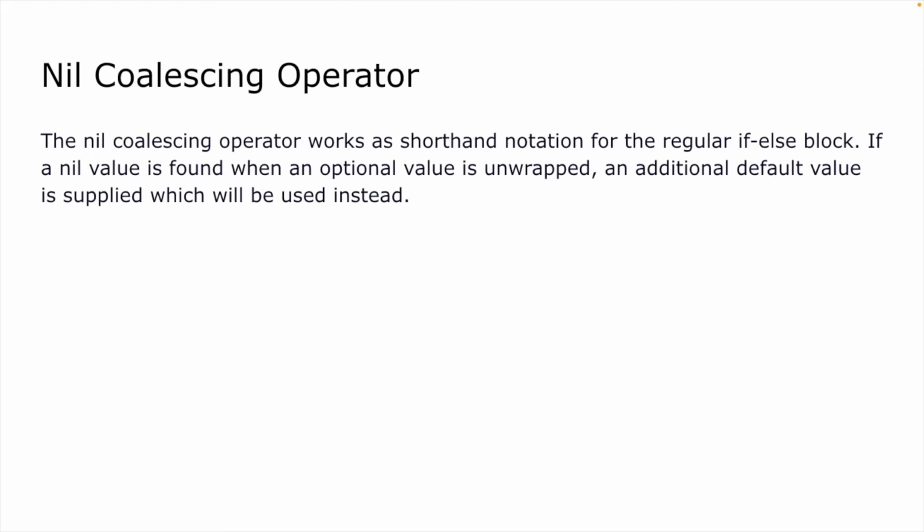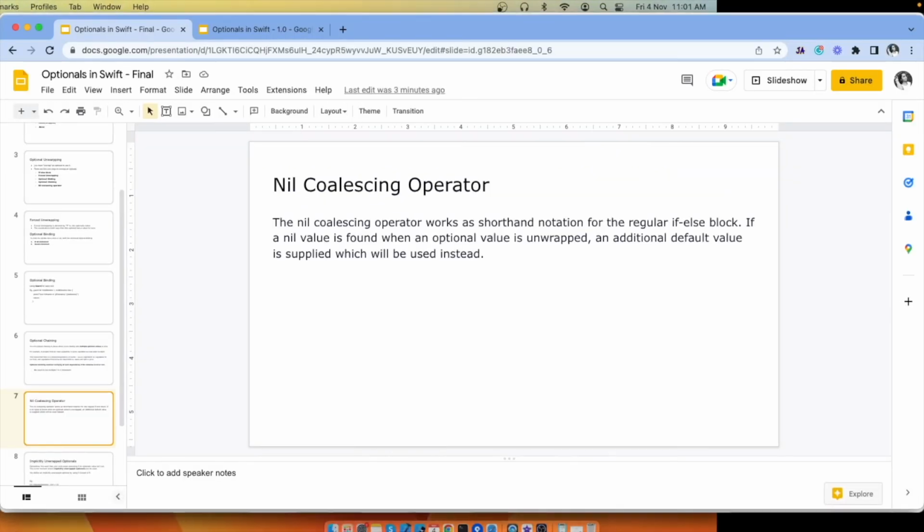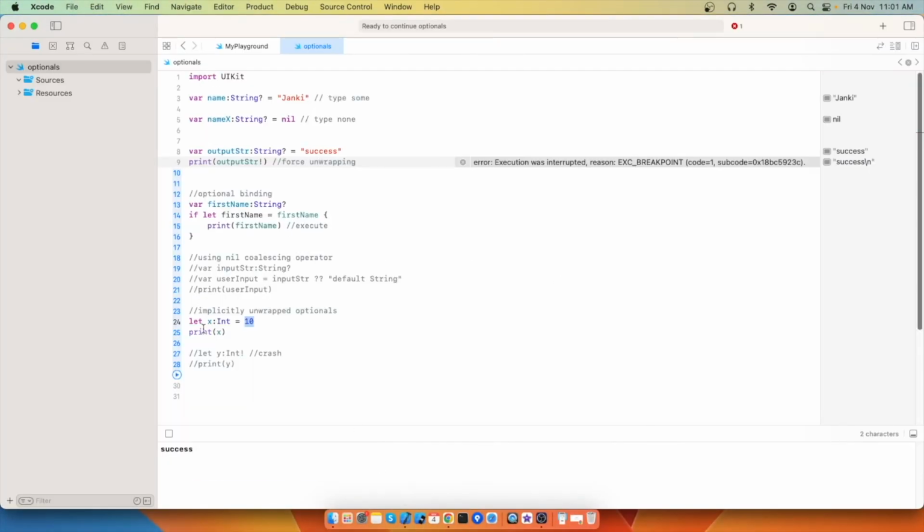Now the last one is the nil coalescing operator. What is the nil coalescing operator? It checks if the particular optional has some value or not. If it does not have any value, then we provide a default static value to the variable which it is assigning to. So if there is a case that our optional has nil value, then the variable will be assigned a default value. So let's see how it works.